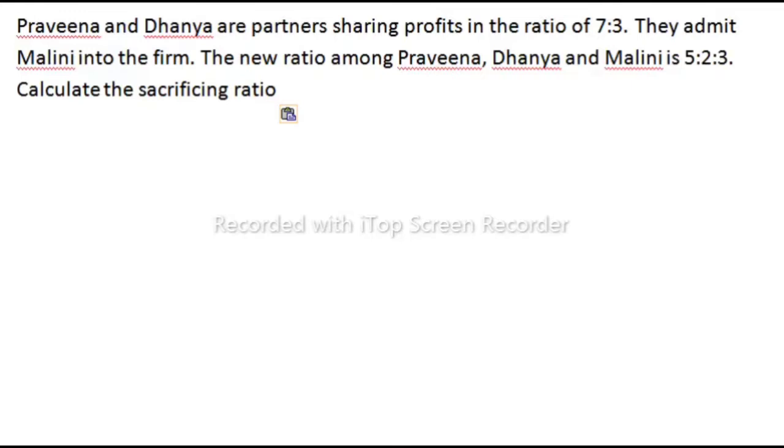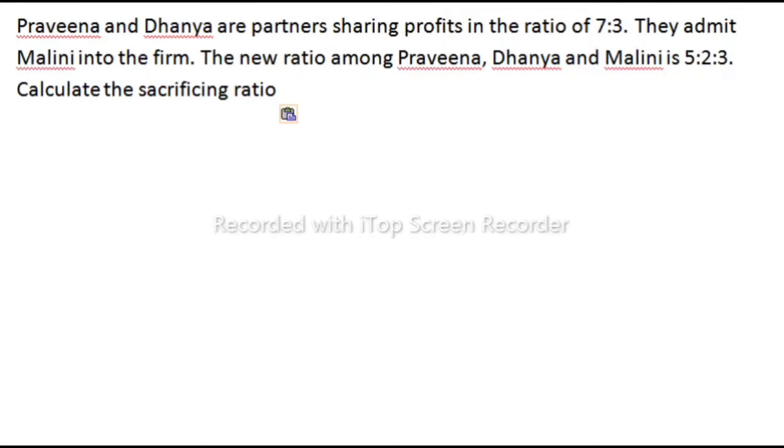Today let's look into the partnership admission sums, which is ratios. So this is one basic sum from partnership where the old ratio and the new ratio is given, and we are going to find only the sacrificing ratio.